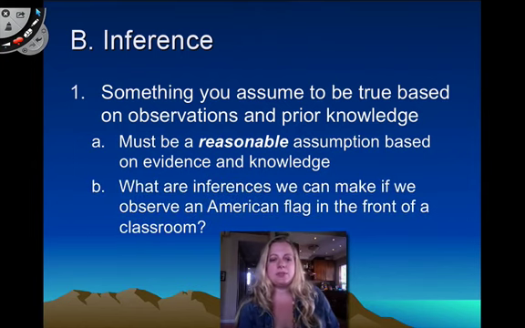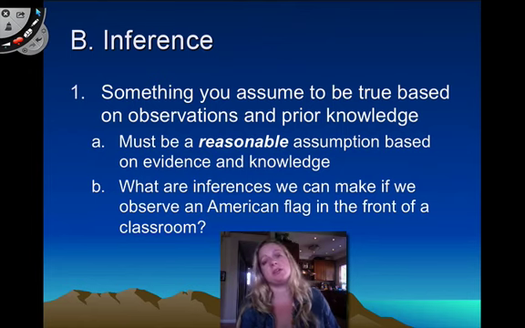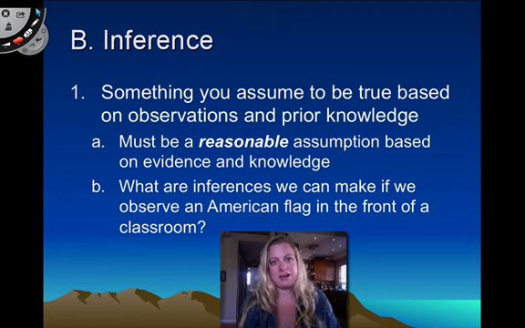All right, so what are some inferences we can make if we observe that the American flag is in the front of the classroom? So your assignment is I actually want you to add these onto your notes somewhere. On your Cornell notes, I want you to write inferences about the American flag, and then we're going to talk about those in class tomorrow. Make sure you have those ready to go because I'll be calling on people randomly and we'll go through people's inferences based on that observation.